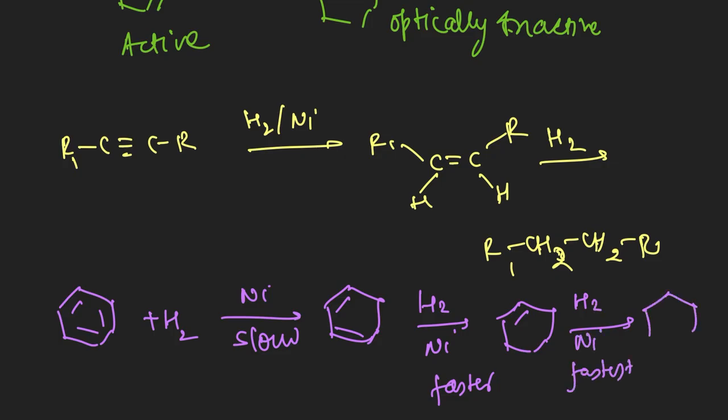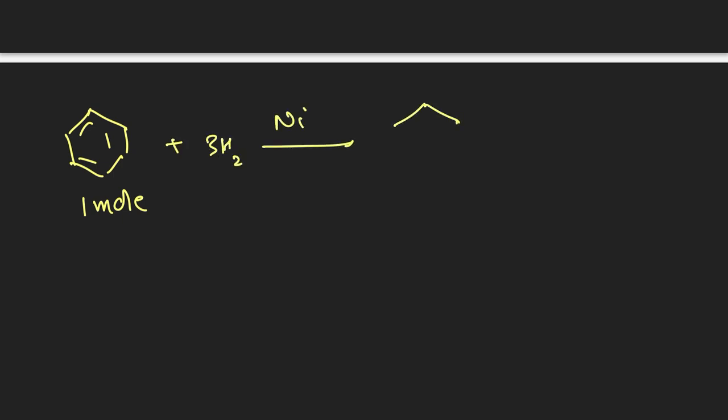So on the basis of this, let's solve some problems. It will continue till the product is formed. What happened here? We have benzene 1 mole and 3 moles of hydrogen with nickel. It will form cyclohexane. So it was, let's say, 1 minus x moles, 1 mole initially. So 1 minus 3x, and it will be x.